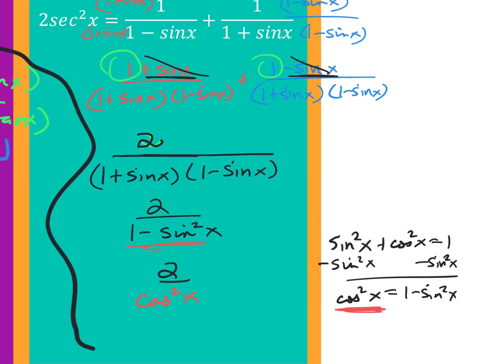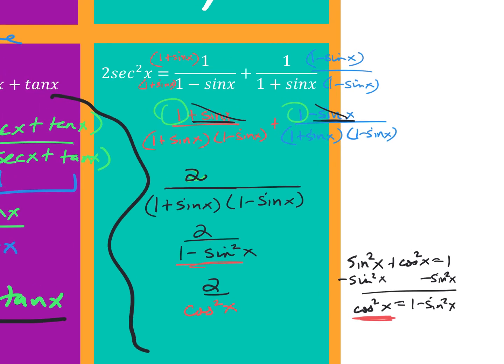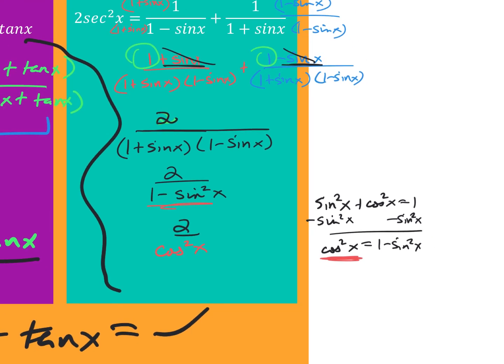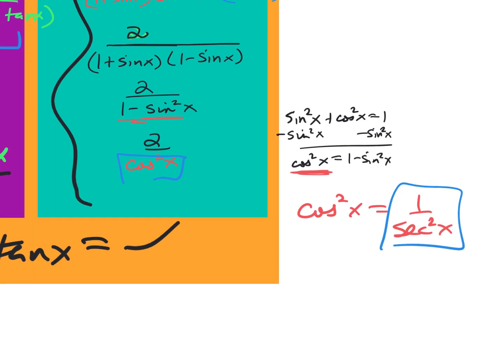And again, let's take a peek at what we want to get to. We need to get secant here. So remember that cosine squared x is equal to 1 over secant squared x. So this is what I'm going to substitute in the bottom. So this is going to go here. So now I have 2 over 1 over secant squared x.